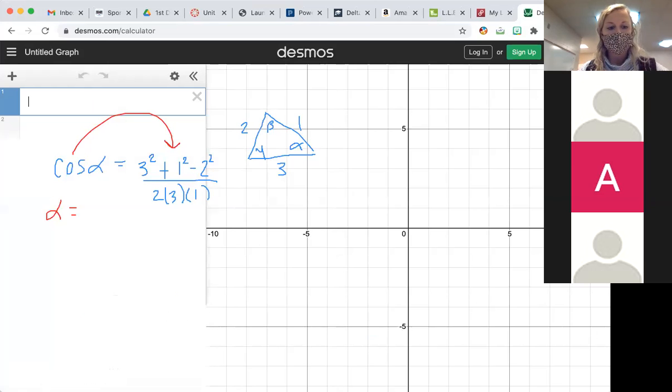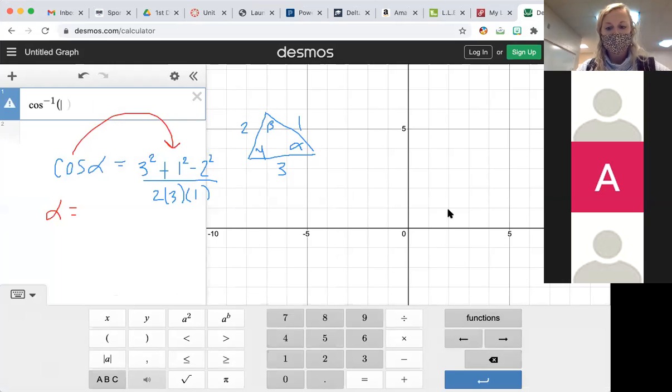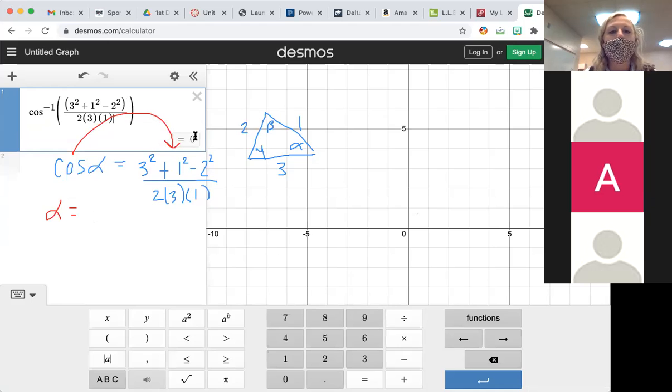All right, so I'm going to go to functions, cosine inverse of 3 squared plus 1 squared minus 2 squared over, we talked about this the other day. You have to write it twice or put it as a fraction for it to let you do it. Over 2 times 3 times 1. All right, and what are we getting for the angle?